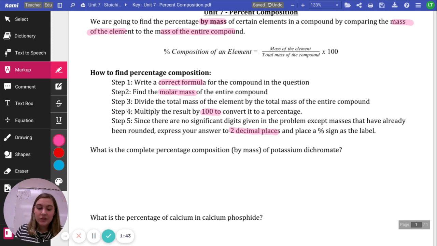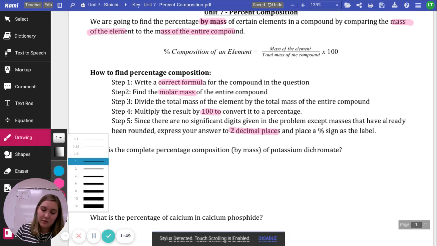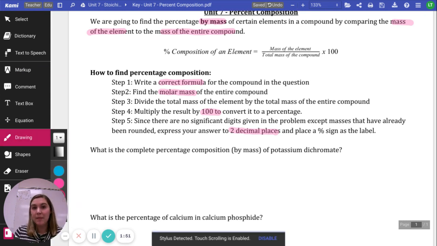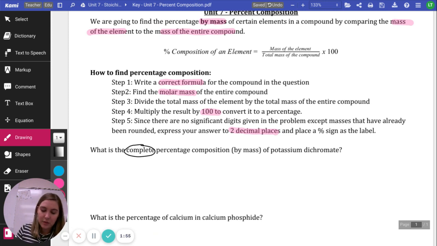All right, so let's dive in to our first problem here. It wants to know what is the complete percentage composition by mass of potassium dichromate. Anytime it asks for complete, we are looking for all the elements.